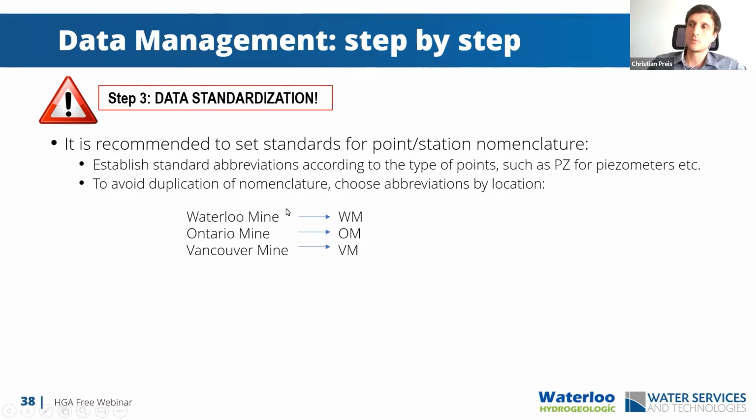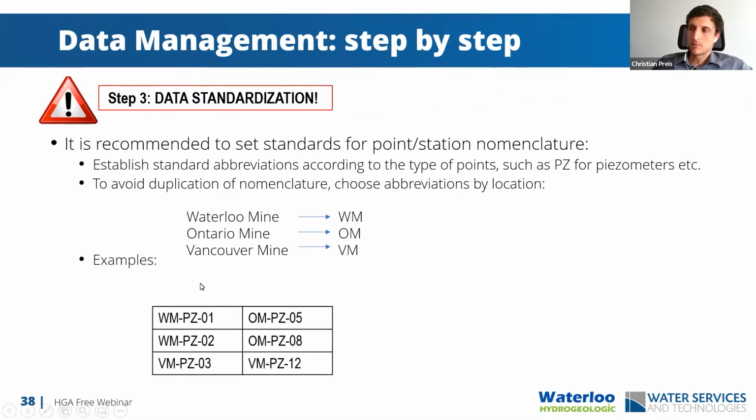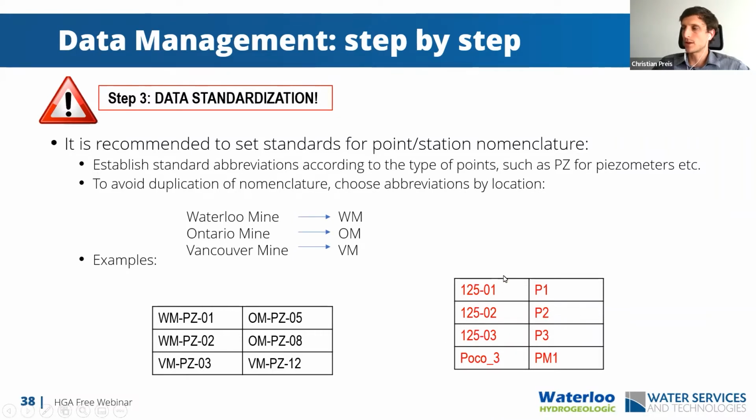So in this example here, I would have WM for Waterloo Mine, OM for Ontario Mine, and VM for Vancouver Mine. And for these piezometers, I would have this nomenclature here, and just by seeing the name, I can say that this is piezometer number 2 from the Waterloo Mine. I can see that this is piezometer number 8 from the Ontario Mine. So it helps us to identify the points when we have these standards on the nomenclature. You can see that it's a lot different from the example before. Just a number like P1 doesn't tell me anything, because it could be P1 from Waterloo, Ontario, or Vancouver. We don't know. And if we see it here, it's easy to think, oh, this piezometer is from Waterloo.